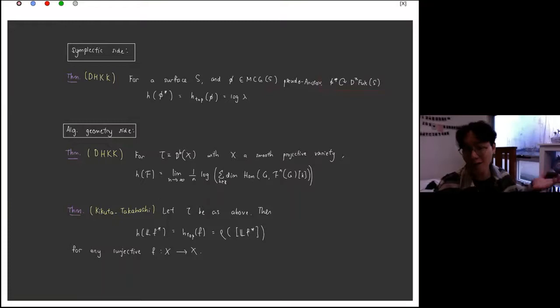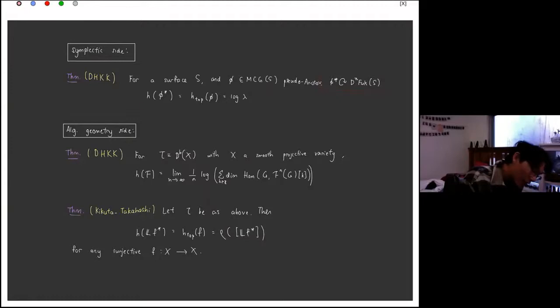Don't worry too much about it, but basically you can create some very complicated triangulated category out of this surface and consider its induced action on the triangulated category. When you consider it this way, the categorical entropy actually agrees with the topological entropy. In particular, in this case, it is known to just be log lambda, where lambda is the scaling factor of the pseudo-Anosov map.